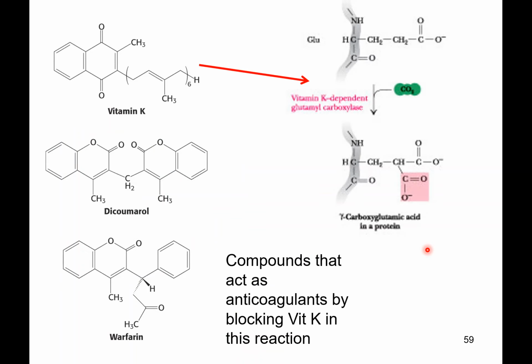Okay, some compounds that act as anticoagulants end up blocking vitamin K, which is needed in this reaction. So you have a vitamin K dependent glutamyl carboxylase, and an example here is warfarin, a classic anticoagulant. It looks very similar to vitamin K, but it's an inhibitor, so it inhibits this reaction and prevents this cascade from going further to the clotting.